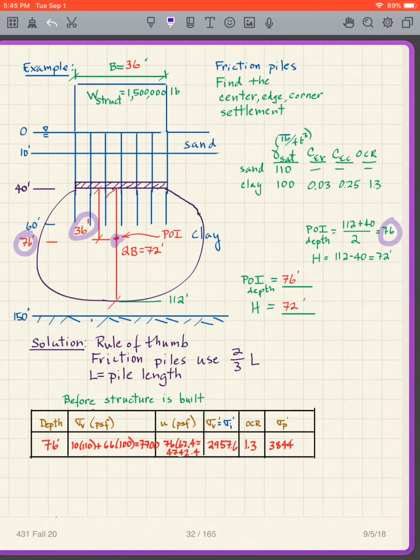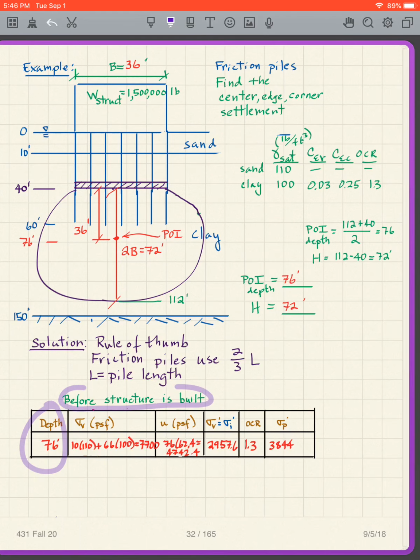And notice it's a distance of 36 feet below our fake mat. So that is our point of interest depth, 112 plus 40 over 2. And then our H is 112 minus 40, which is 72. So my H is, in this case, 2B, which is 72 feet. Okay, so that gets us started. That gives us our point of interest depth.